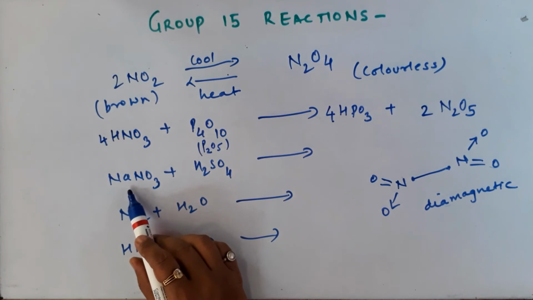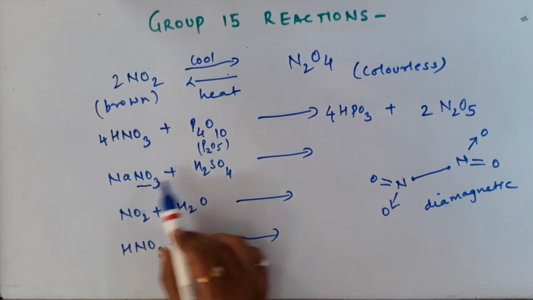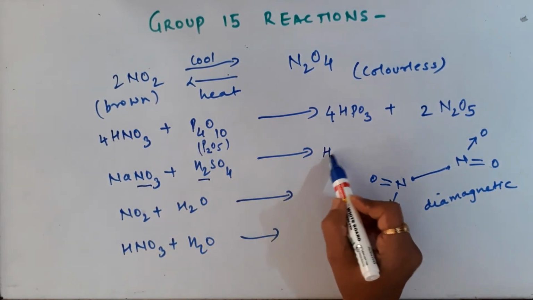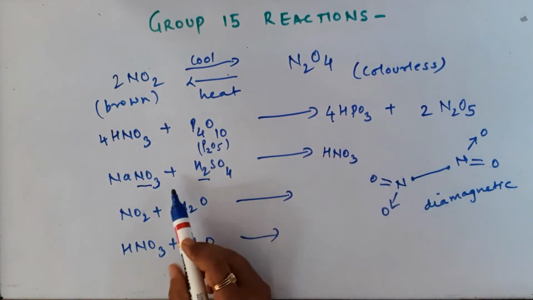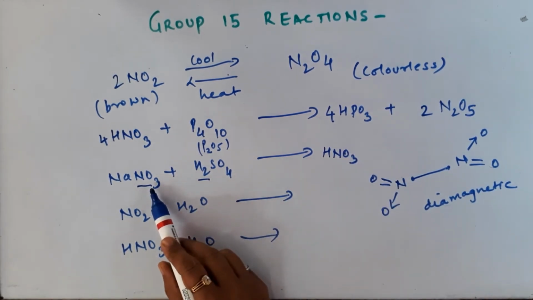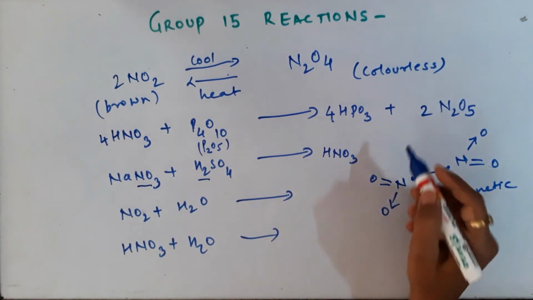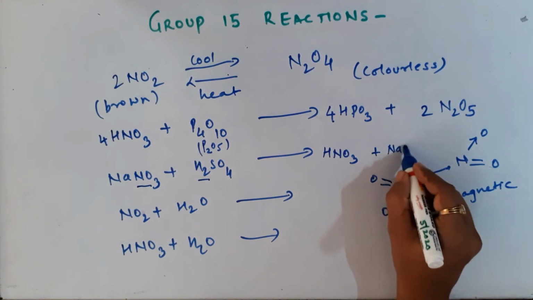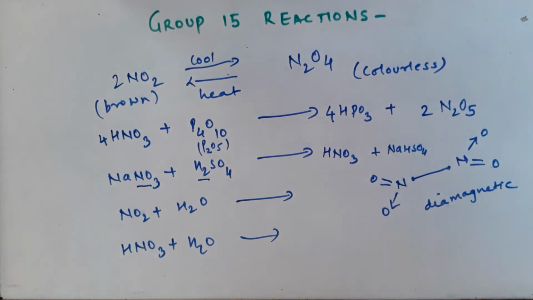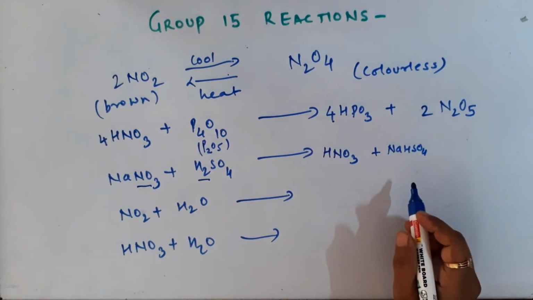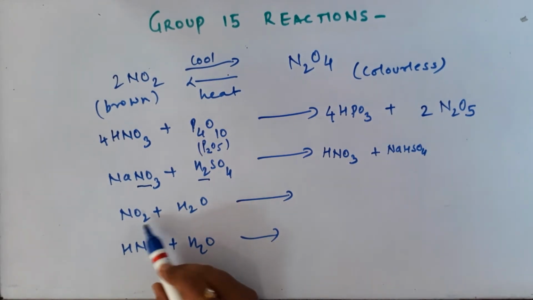The next reaction is preparation of nitric acid, extremely simple, HNO3 you can see here. And what is the other thing coming out from here? The salt, NaHSO4. Next is your reaction of nitrogen dioxide plus water.